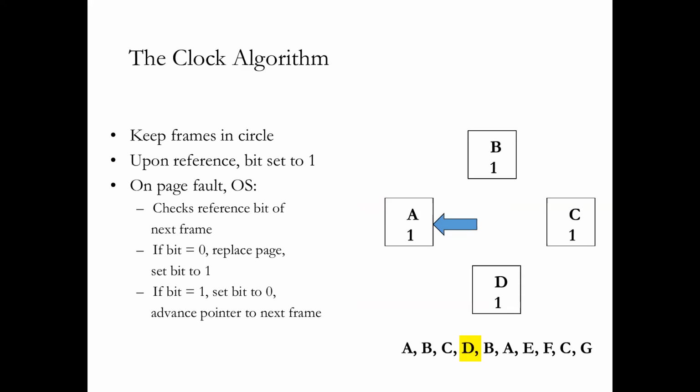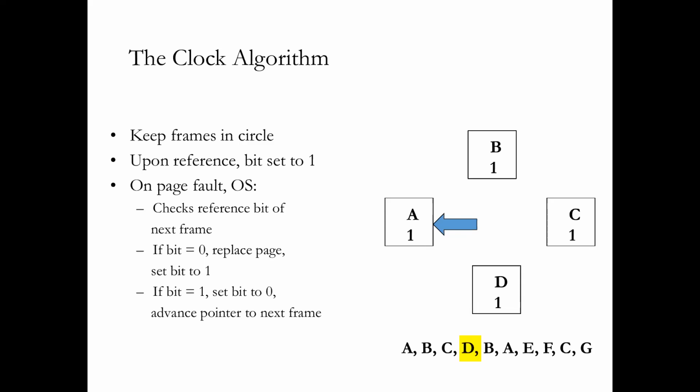So on page fault, we're going to check: if bit is 0, then replace page and set bit to 1. If bit is 1, set bit to 0 and advance pointer to the next frame. So we have this reference string A, B, C, D, and so on, right?